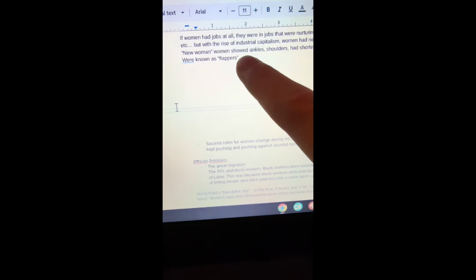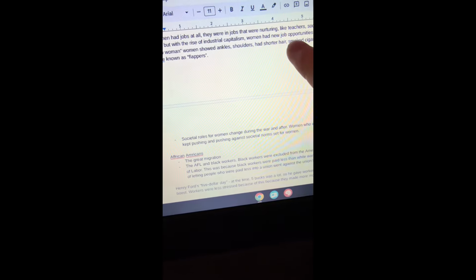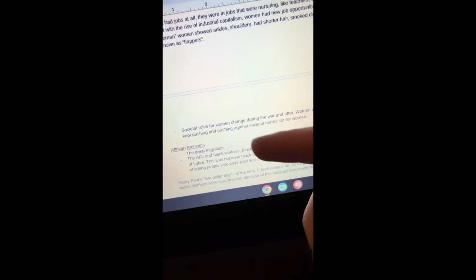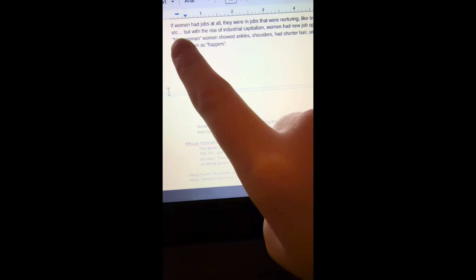If women had jobs at all, they were jobs that were nurturing. Remember, they called them the separate sphere. I know you guys can look that up. I'm not dragging out my notes for that one. Nurturing like teachers, social workers, etc. But with the rise of industrial capitalism, women had new job opportunities.